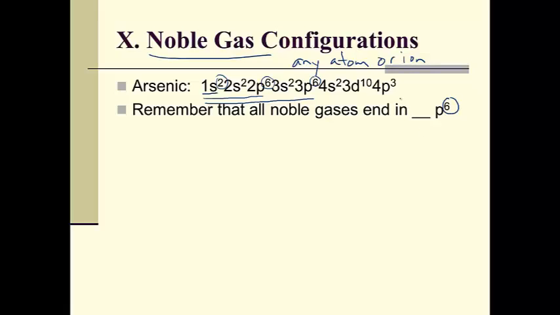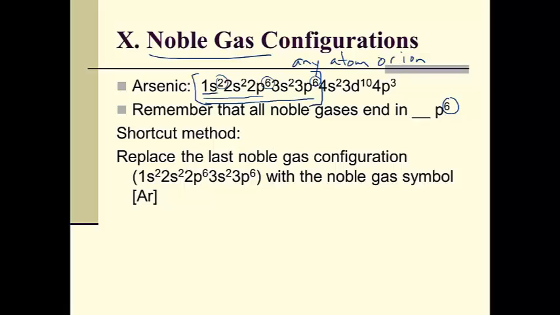So the shortcut method, in place of writing all of this stuff, is that we just write in the noble gas. We replace 1s2, 2s2, 2p6, 3s2, 3p6 with just argon. That's the configuration for argon. Then the rest of this stuff has to be written down.